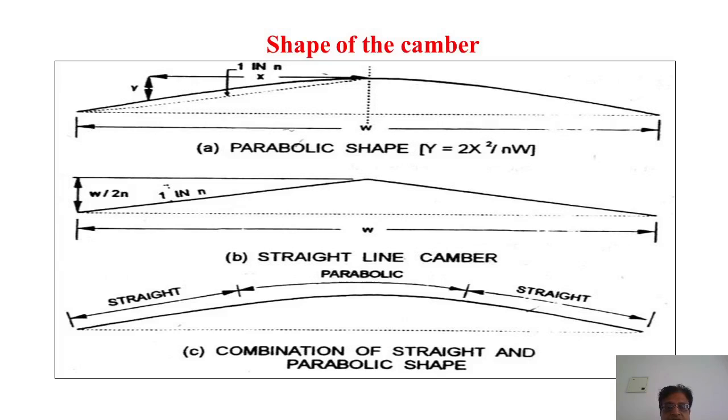So 1 in n. Usually the most common type of camber provided on the road surface is the parabolic shape. If you see this shape, y, this rise or the difference, is given by 2x square by n into W. W is the width, 1 in n is the slope, and x is the distance.